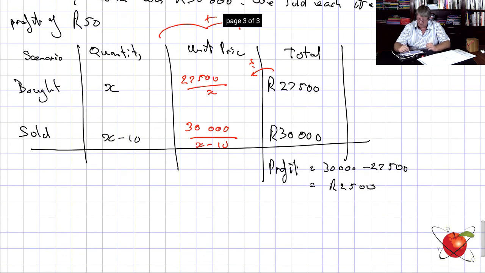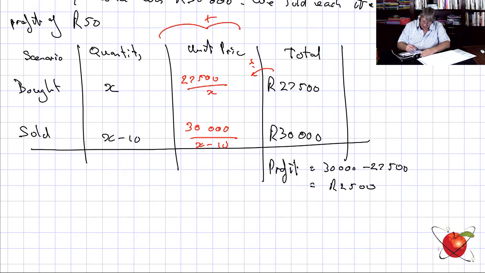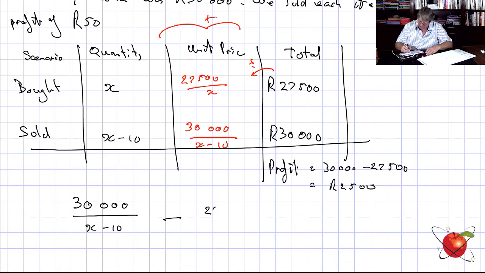Okay. Now, where do we go from here? Look at what they told us. They told us that we made a profit of 50 Rand on each item. We bought that at so much per box, and we sold it for 50 Rand more per box, which means the difference between the selling price and the cost price must be 50. Right, so what was the selling price? It is going to be 30,000 over X minus 10, minus 27,500 over X, is going to be 50.